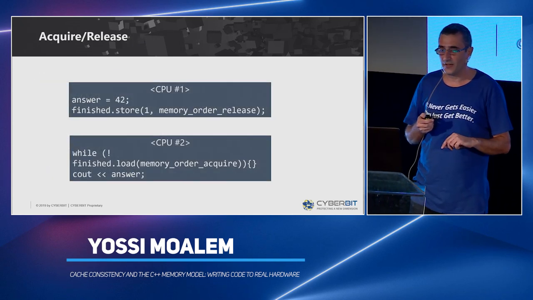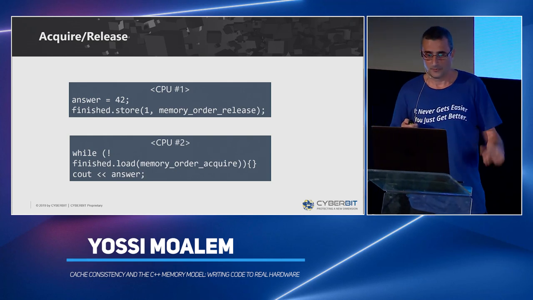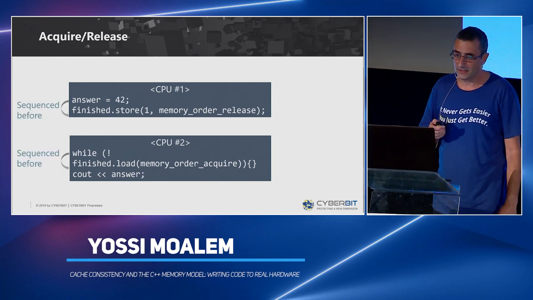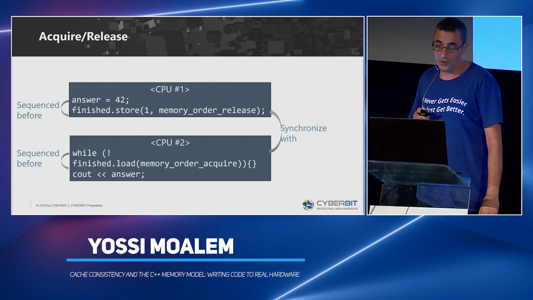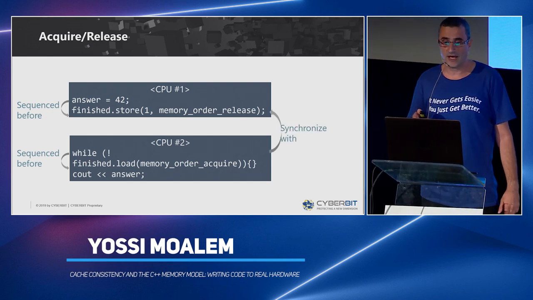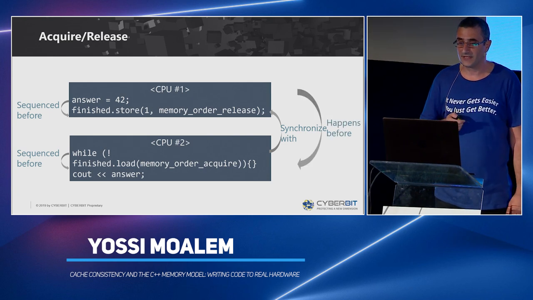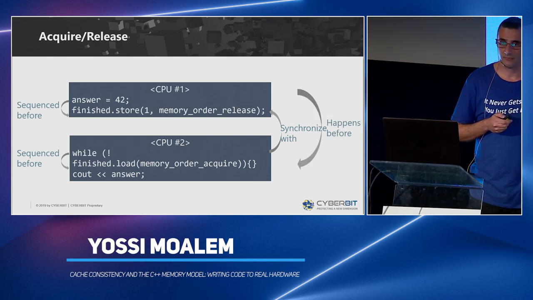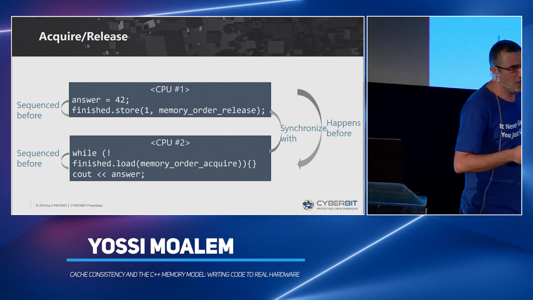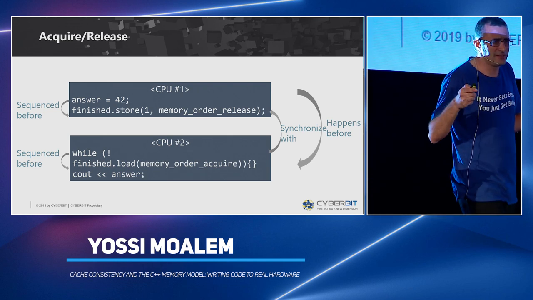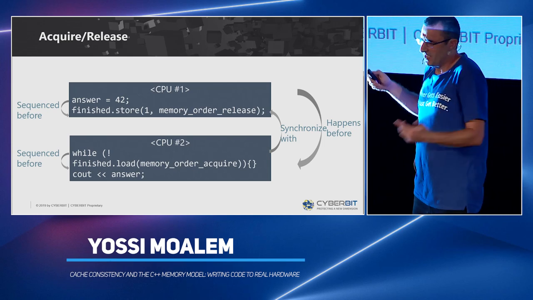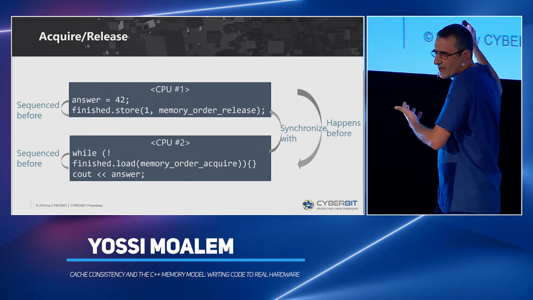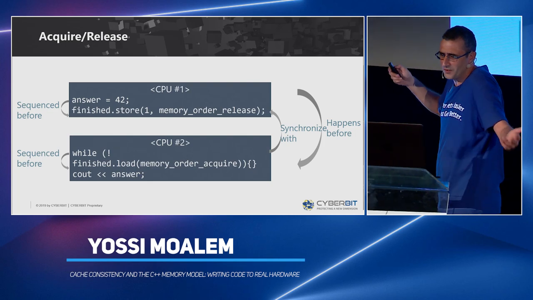In this example, it's very simple. It's exactly like the first one. We still have the sequence before. The load acquire will synchronize with the store release, and it will establish a happens-before relationship. But everyone keeps saying that non-sequentially consistent atomics are very, very hard. And we saw here that it's very, very simple. So why is everyone so afraid of it?